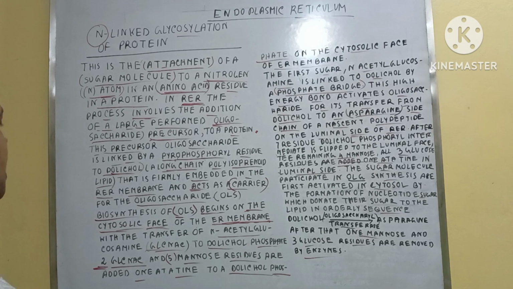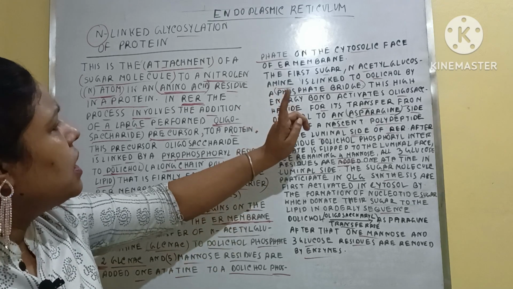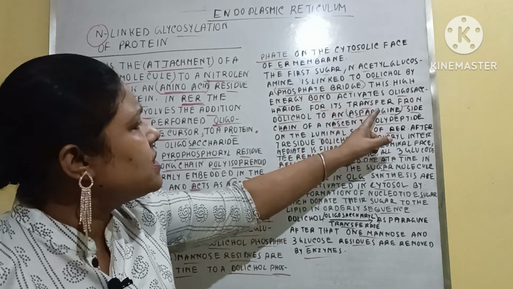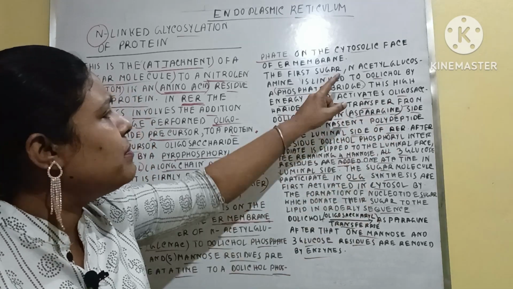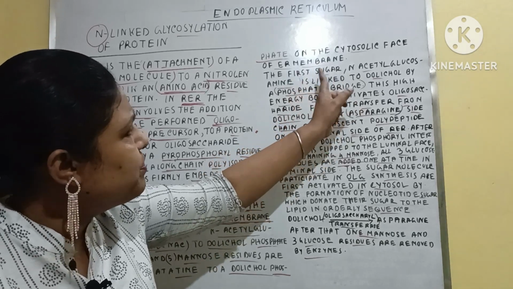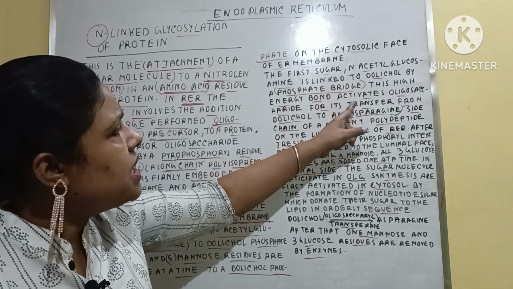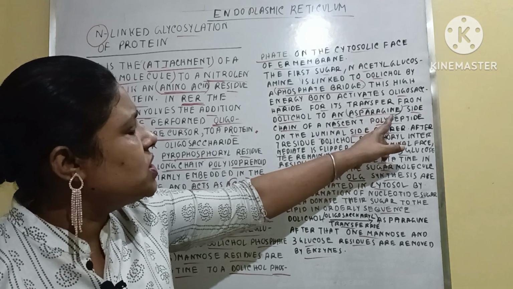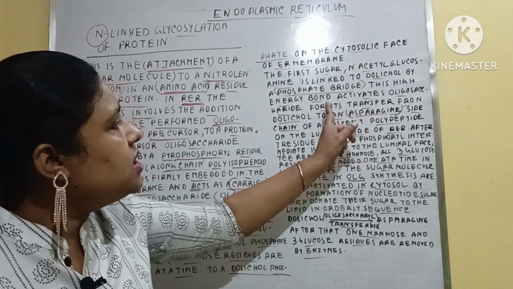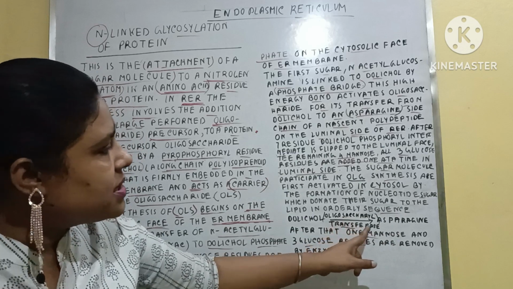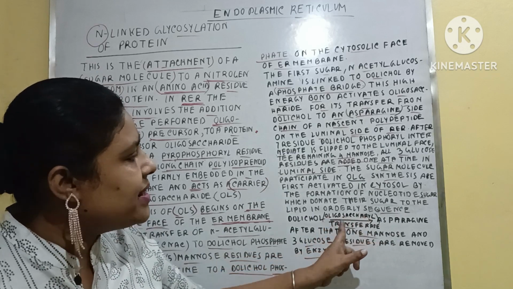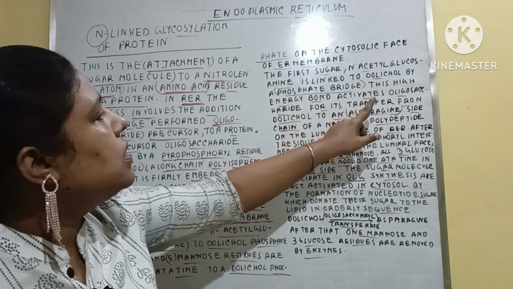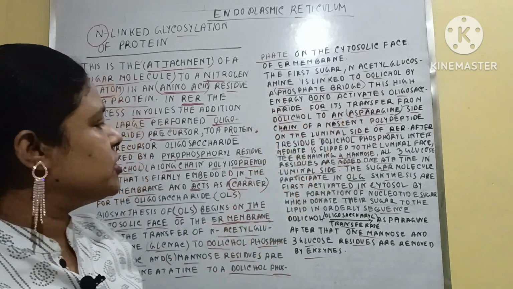So next, this high energy bond activates the oligosaccharide for its transfer from dolichol to asparagine. That means due to the formation of this phosphate bond, the transfer of the oligosaccharide from dolichol to asparagine is possible, and this reaction is possible due to the presence of one enzyme, the oligosaccharide transferase. This enzyme has an important role during the transfer of oligosaccharide from dolichol to asparagine.